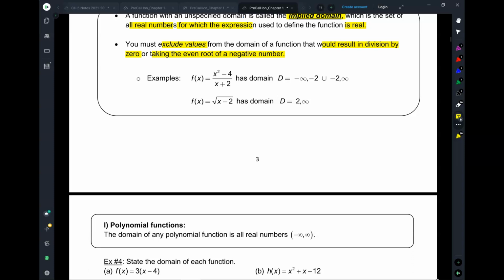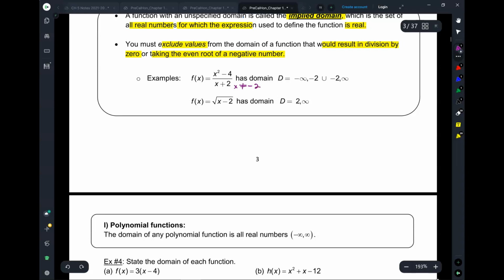So take a look at this one. Zero. It's zero. Right. Okay, so hang on. So here, when would we have a problem for this first function? When x is -2, right? So x shouldn't be -2.